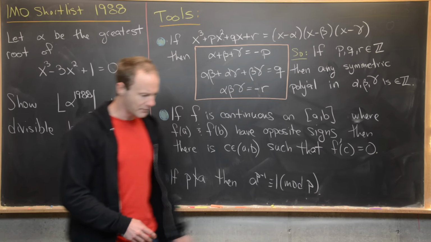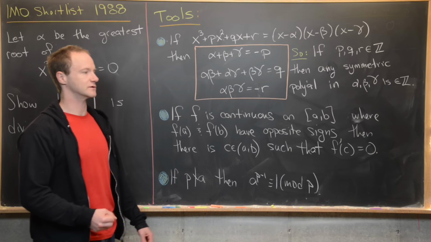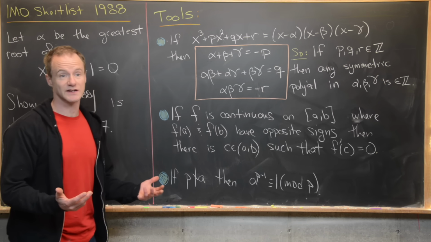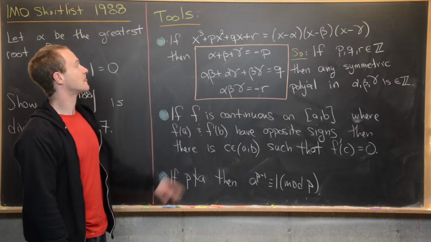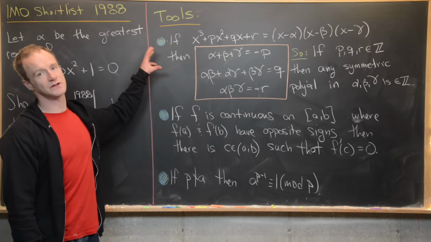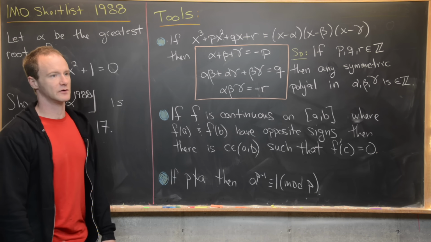So we're going to use a couple of tools in order to produce our solution. If you want to try to solve this on your own, I would say maybe these are some good hints. The first one is Vieta's formula. This relates the coefficients of a polynomial with the roots of a polynomial.